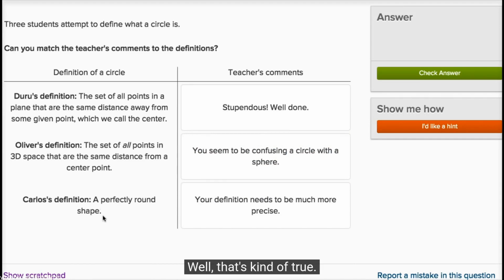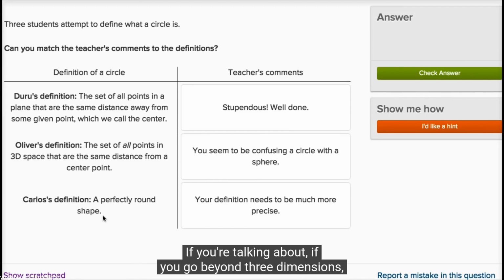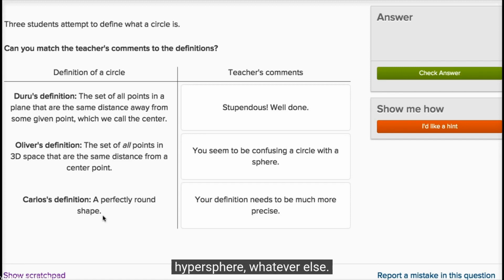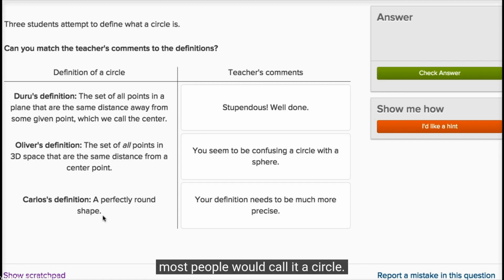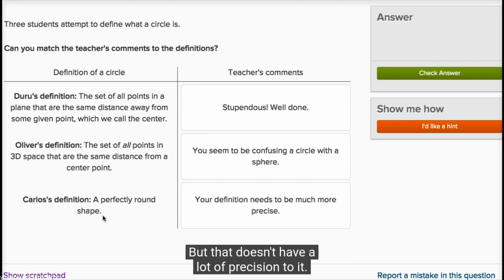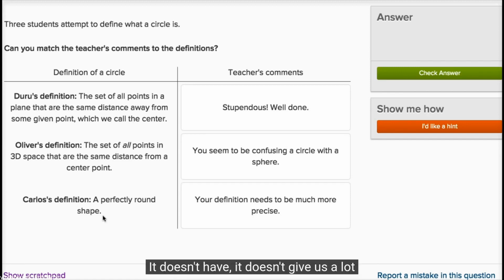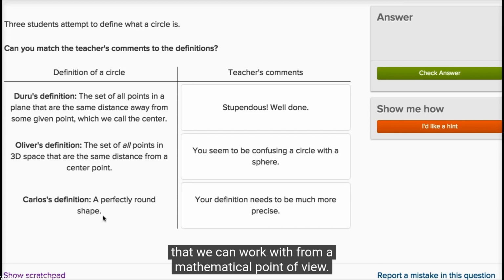Well, that's kind of true, but if you're talking about 3 dimensions, you could be talking about a sphere. If you go beyond 3 dimensions, a hypersphere or whatever else. In 2 dimensions, yeah, a perfectly round shape. Most people would call it a circle, but that doesn't have a lot of precision to it. It doesn't give us a lot that we can work with from a mathematical point of view.